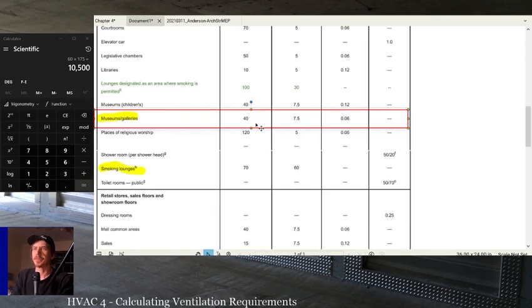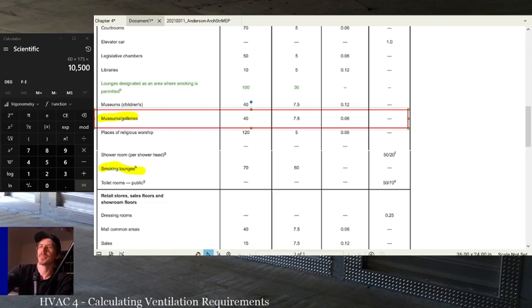So regular museums, it's 40 people per 1,000 square foot, 7.5 CFM per person, 0.06 CFM per square foot, and then no exhaust requirements here. So let's see if we can't fill that stuff in. So the first thing I do is I fill in the rate for the area first, right? The rate for the area was 0.06. That was the third column, right? The rate for the people was 7.5. That was the second column. The number of people in the zone was 40, right?